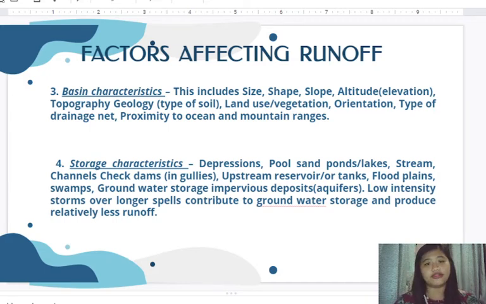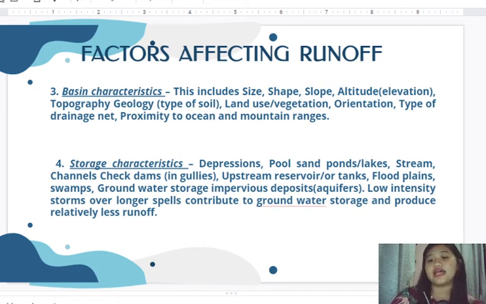Generally, more rainfall or smaller area results in greater runoff, and less runoff in a larger basin, because of non-uniform rainfall over the entire area. Thus, only a few tributaries of the stream feed water to a main stream during a particular storm. So next is the storage characteristics.